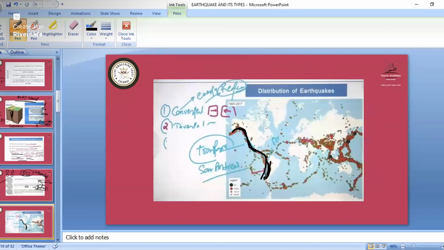Then from here only this belt and this belt. Now suppose the earth is in a round shape. So when it folds, this belt will come here and join the line here. So here we have the Pacific Ring of Fire, then this Himalayan area, then the Caucasus Mountains and the Alps. So here we have a lot of earthquakes on the earth.